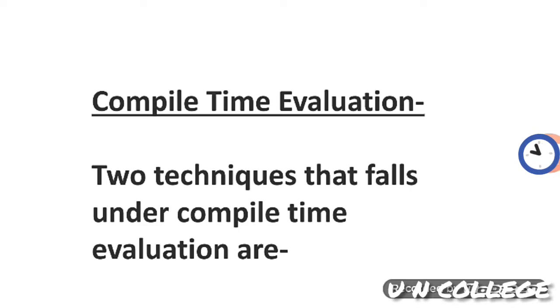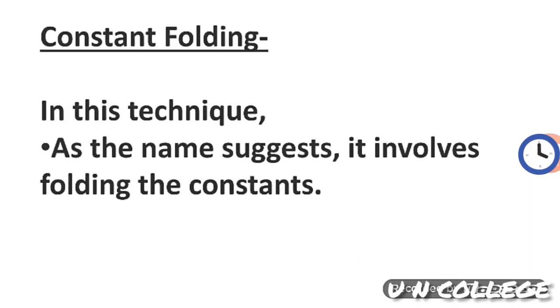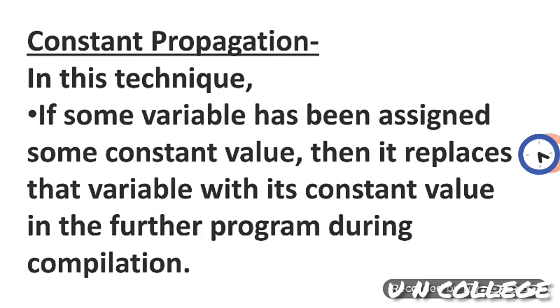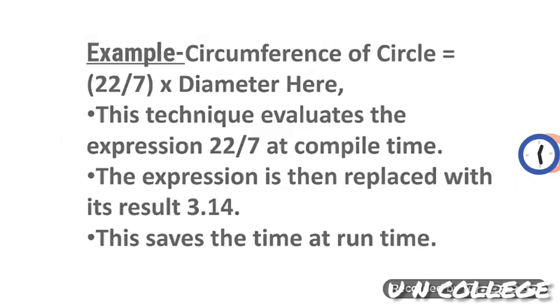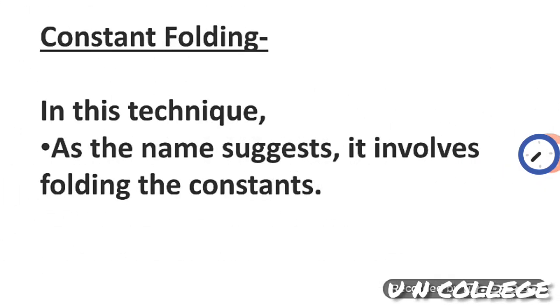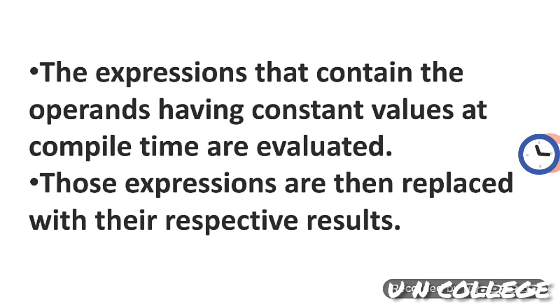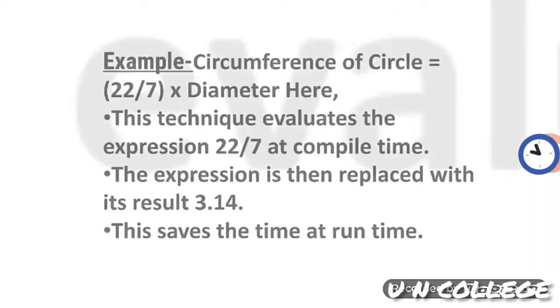Two techniques that fall under compile time evaluation are constant folding and constant propagation. First of all, we will discuss constant folding. As the name suggests, it involves folding constants. Expressions that contain operands having constant values at compile time are evaluated. Those expressions are then replaced with their respective result.